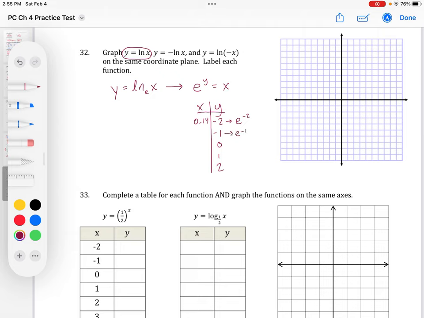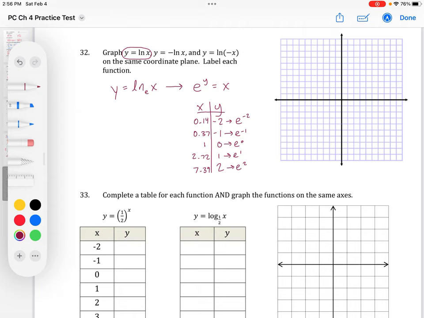For this one, you plug in e to the power of negative 1. That gives you about 0.37. For this number, you plug in e to the power of 0. That gives you 1. E to the power of 1 gives you 2.72. And e squared gives you 7.39. So now we can just go ahead and plot those points.